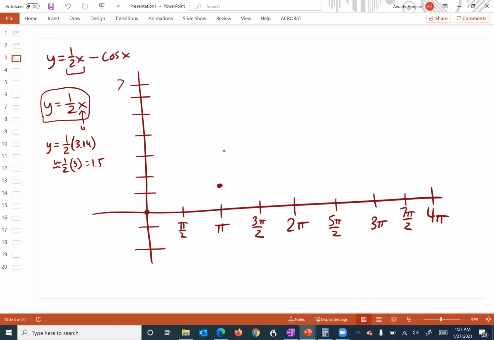Okay, so now the question is what happens at 2 pi? That's 6.28. That's 2 pi. You know, it is about 6.2. And if I take 6.2, it's going to be about 3.1, actually 3.14, right? Because I'll be pi. So I need 1, 2, 3, just a little bit above 3. There's my other one.